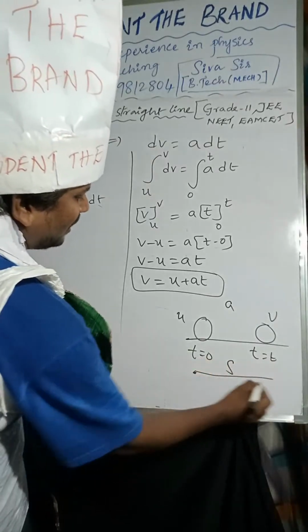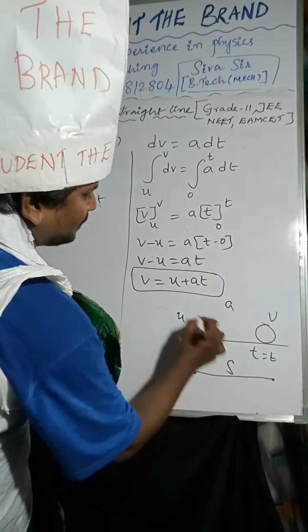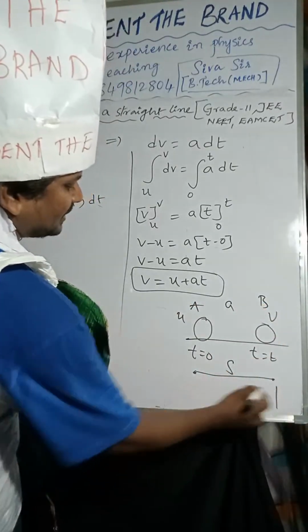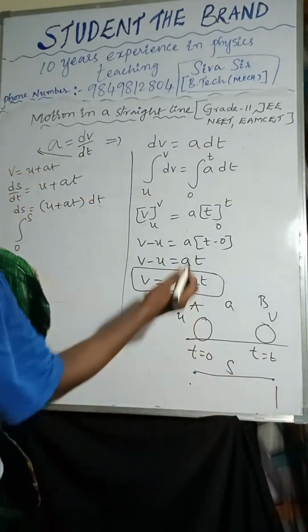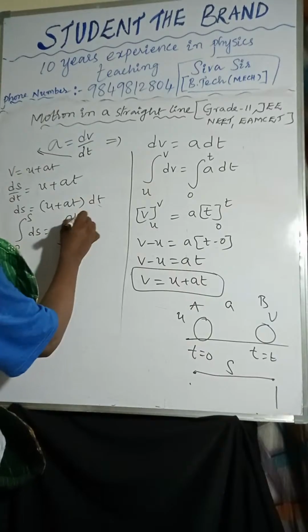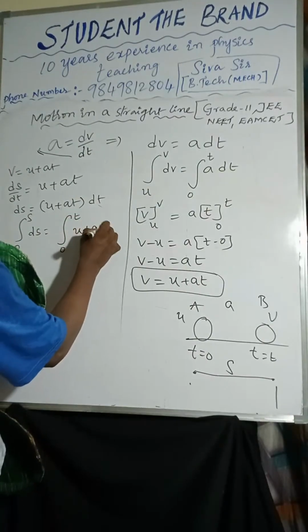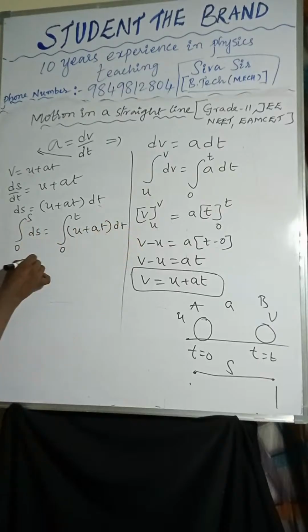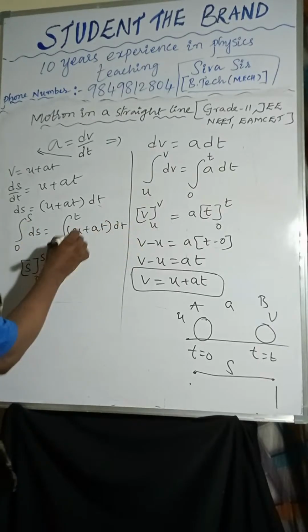Here it is 0, and it goes from point A to point B, where the distance is s only. The final point is the distance we consider; here we can't consider anything else, right? That's why the integral of ds from 0 to s equals the integral from 0 to t of u plus at, dt.